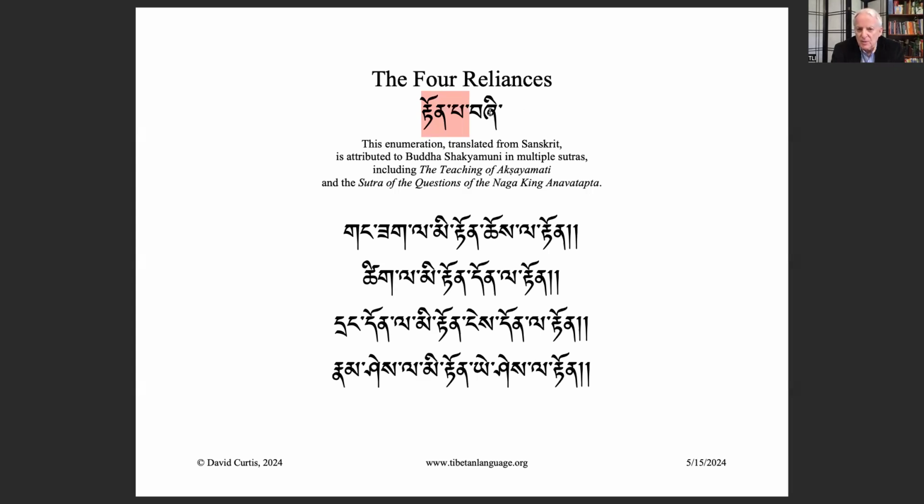And then Gi is the number four. So Tunpa Gi is four reliances. Tibetan does not have a "the," so we just put that in to make the English work. So Tunpa Gi, the four reliances. That's the title. Now let's begin to look at the four lines one by one.